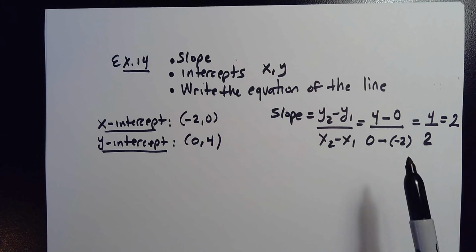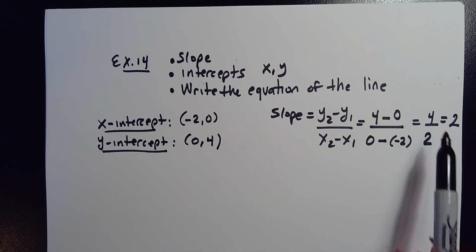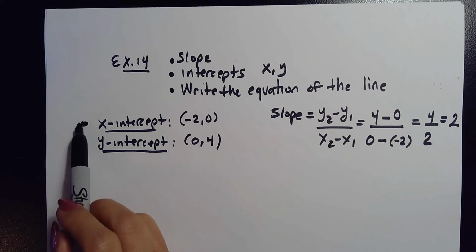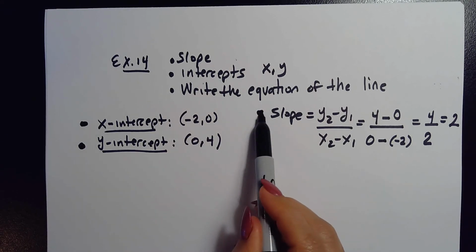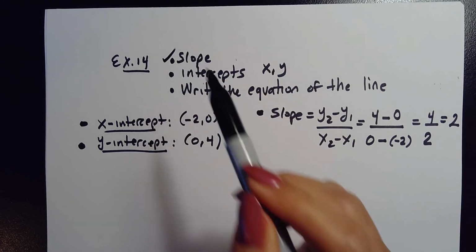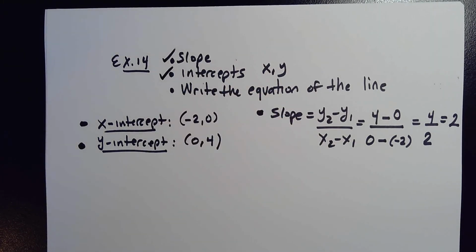So just double checking here, 4 minus 0 equals 4, right? 0 minus -2 is 0 plus 2 actually, which is just 2. 4 divided by 2 equals 2. So that's the slope. So we found the x-intercept, the y-intercept, the slope. What do we have now left? Because we did the slope and we did both of the intercepts. We just need to come up with the equation.